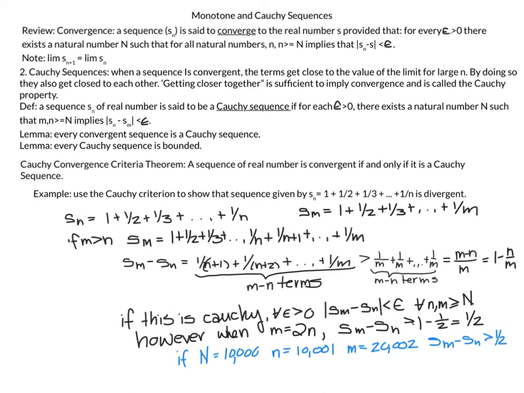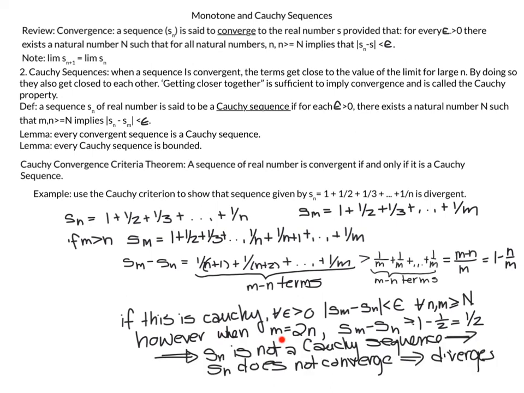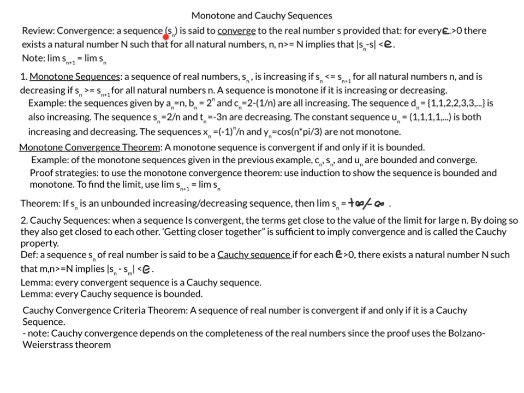So you cannot get an arbitrarily small distance between any two sequence elements whose index is greater than some number capital N. And therefore, Sn is not a Cauchy sequence, therefore it does not converge, i.e. it diverges.